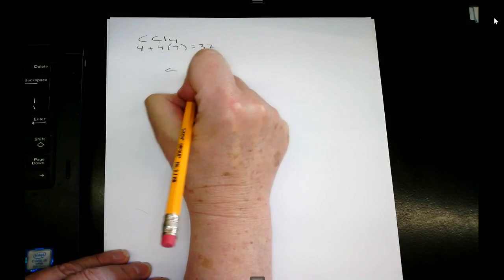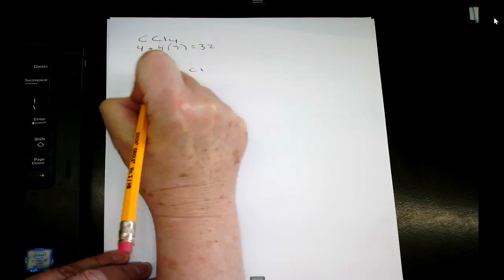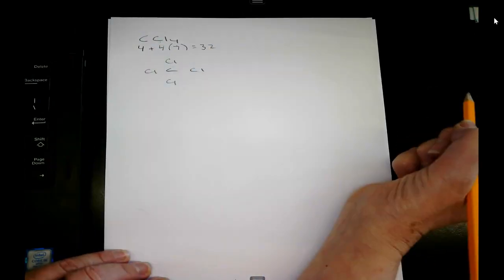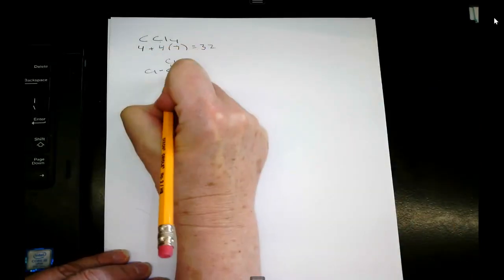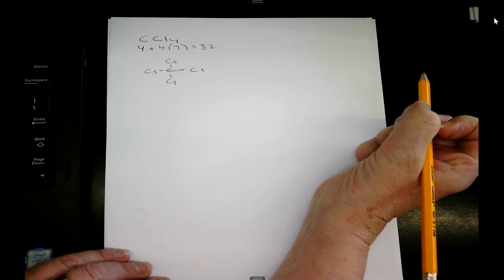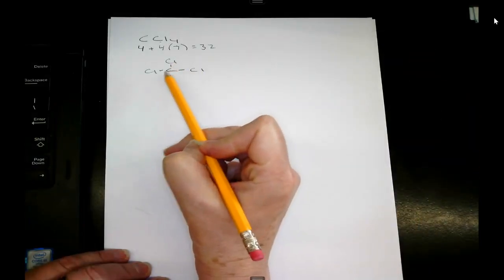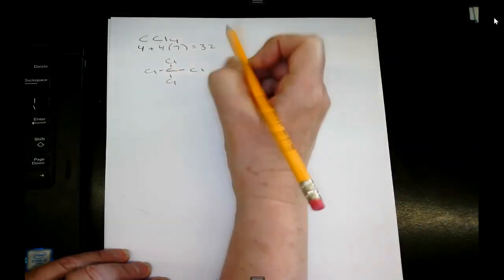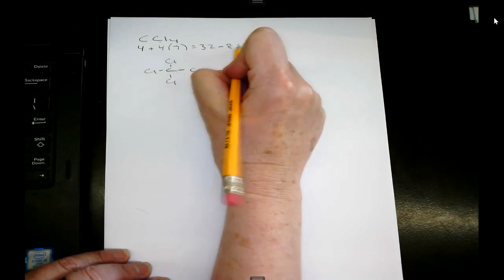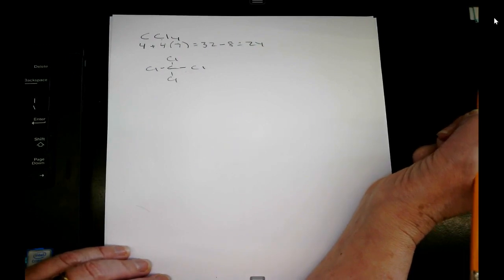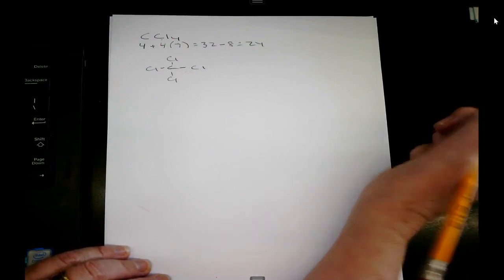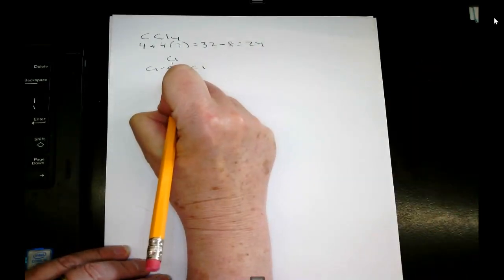We would put our terminal atoms around the carbon, and then we would bond them with a single bond. A single bond contains 2 electrons, so we've drawn 2, 4, 6, 8 electrons so far. That means we've got 24 electrons left to put in our structure. We're going to start adding them to the terminal atoms, and we're going to add them in pairs.